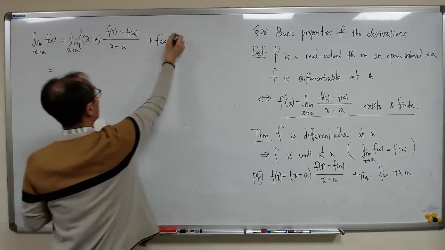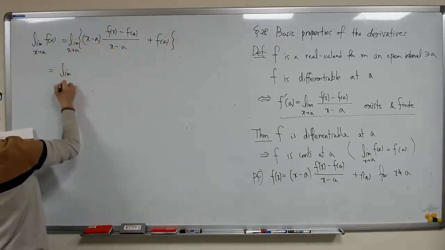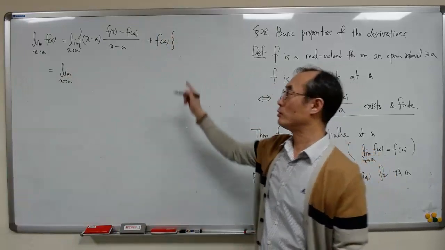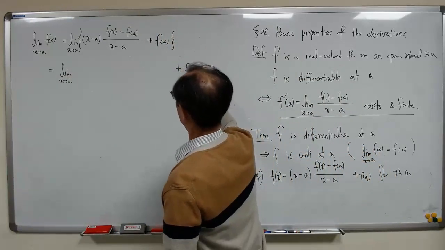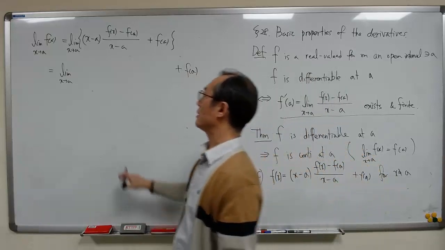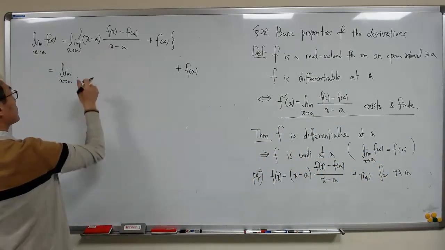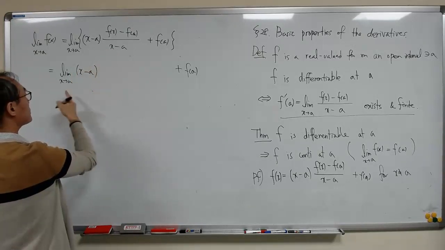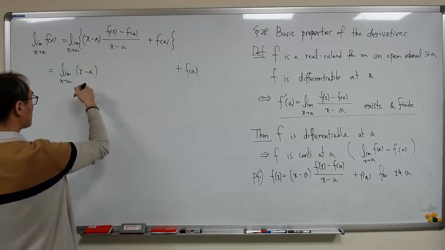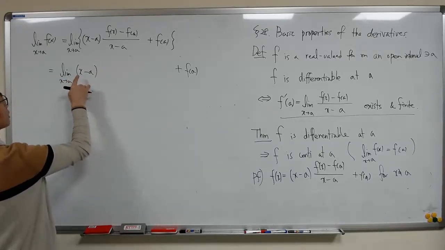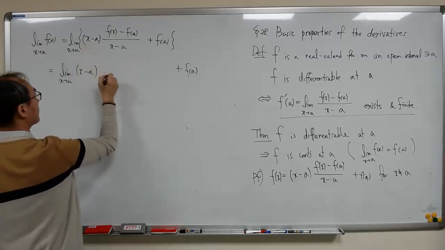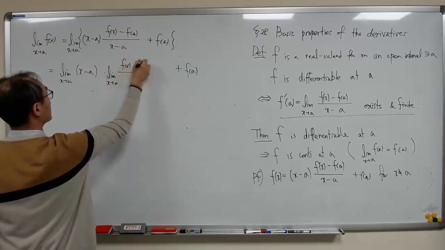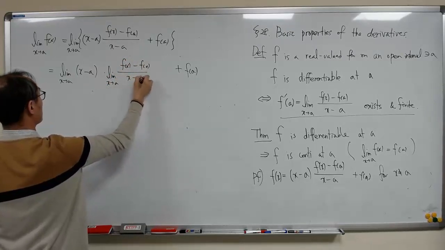Okay, the limit of this whole expression can be split this way. At first, this constant summation f of a can be moved out of the limiting process. And the limit of the product of two expressions can be obtained by the product of individual limits. We first take the limit as x tends to a of the expression x minus a, multiplied by the limit as x tends to a of f of x minus f of a over x minus a.